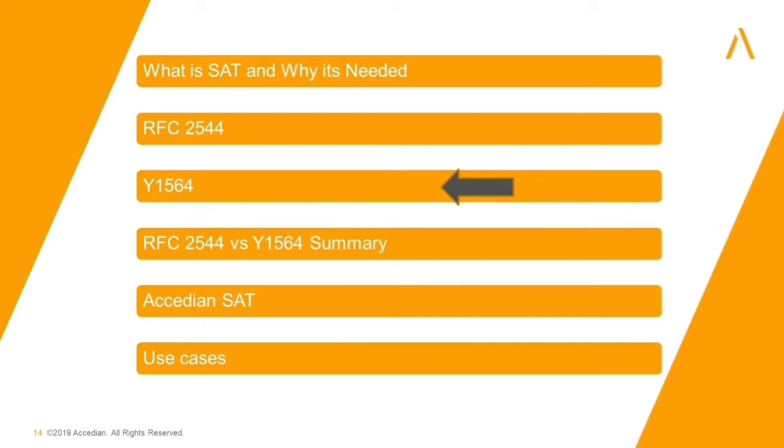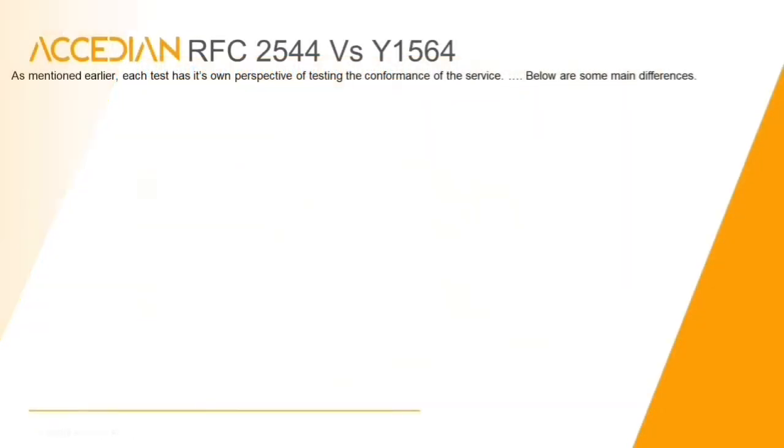So after covering the RFC 2544 and its rival, the Y1564, we're going to make a quick summary between both to show the value of each. As mentioned earlier, each test has its own perspective of testing the conformance of the service or of the link. Below are some differences between both tests.